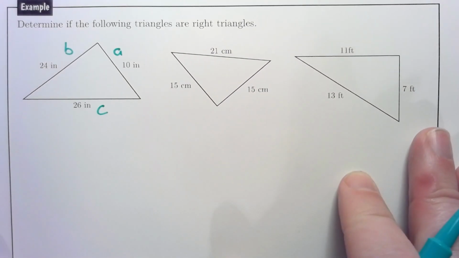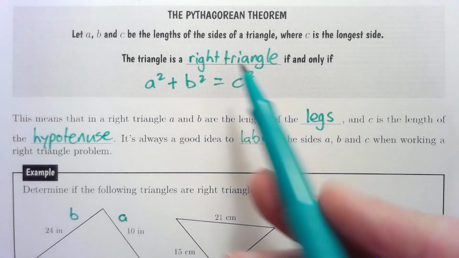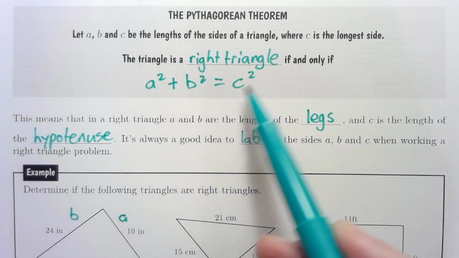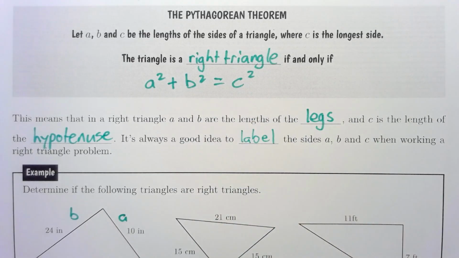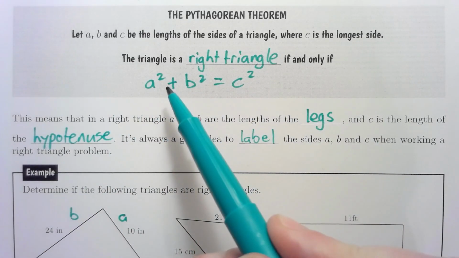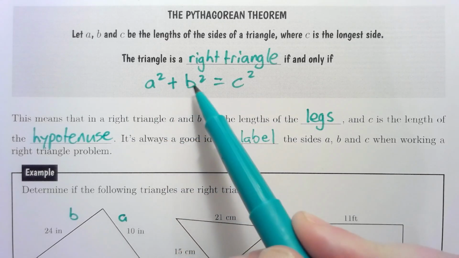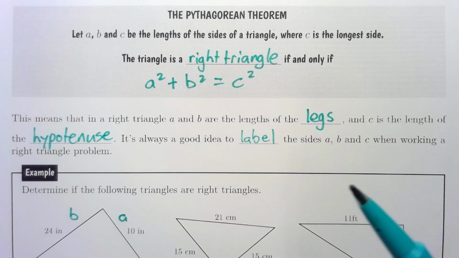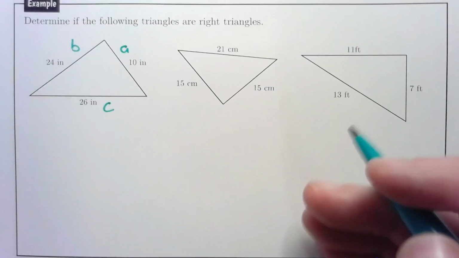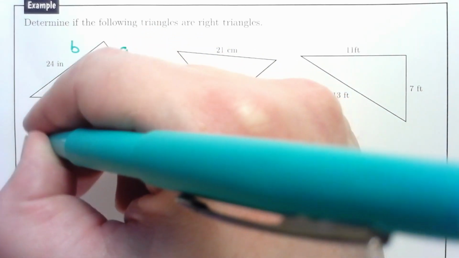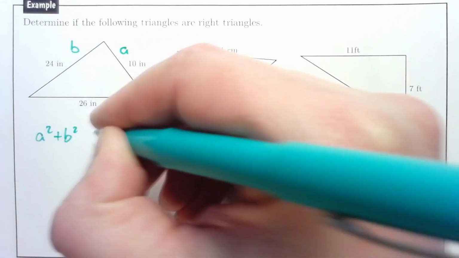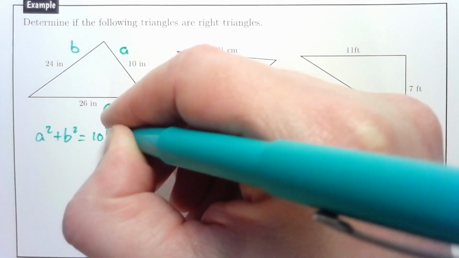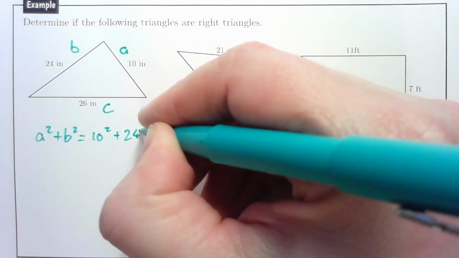So, what does the Pythagorean theorem say? Well, it's a right triangle if and only if this equation is true. How do we check that that equation is true? Well, we're going to work out what a squared plus b squared is equal to. And then we're going to work out what c squared is equal to. And if those are the same, then the equation is true. So, a squared plus b squared will equal 10 squared plus 24 squared.